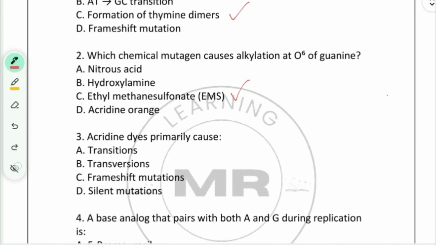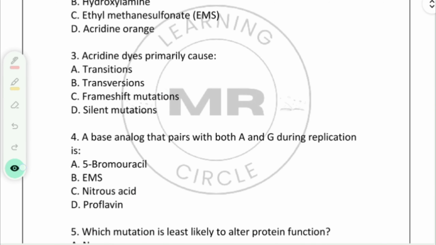Question number 3. Acridine dyes primarily cause, options are A, transition, B, transversion, C, frame shift mutation, D, silent mutation. So the correct answer for this question is option C, frame shift mutation.